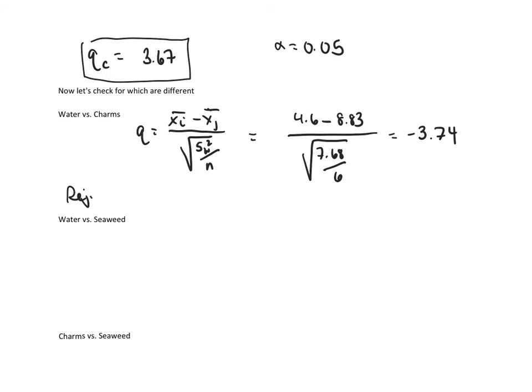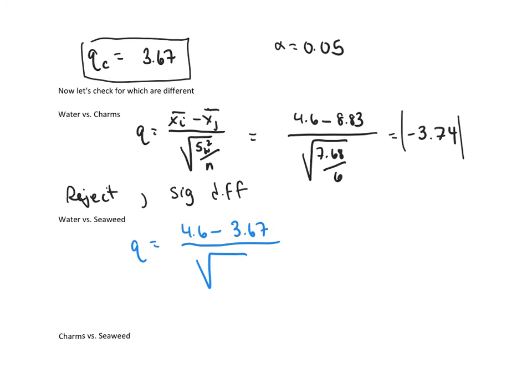So that would reject, because our critical value is only 3.67. Remember, we take that in absolute value. So they are significantly different. So water and charms are significantly different in the number of minutes the moose spends with them. So now we'll go with water and seaweed. So water and seaweed will be 4.6 minus 3.67 divided by the square root of 7.68 over 6.